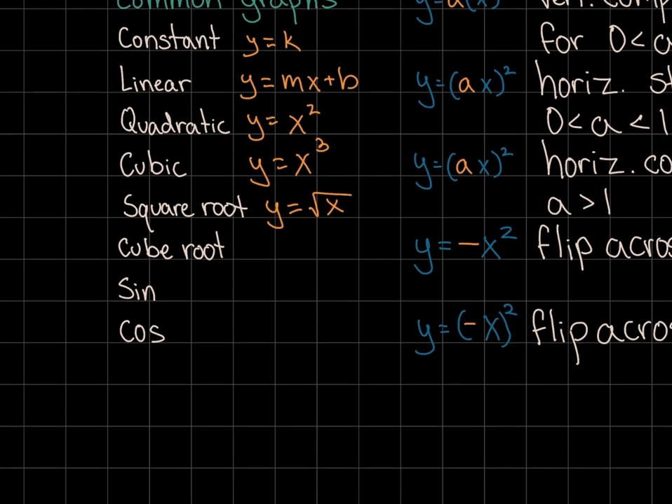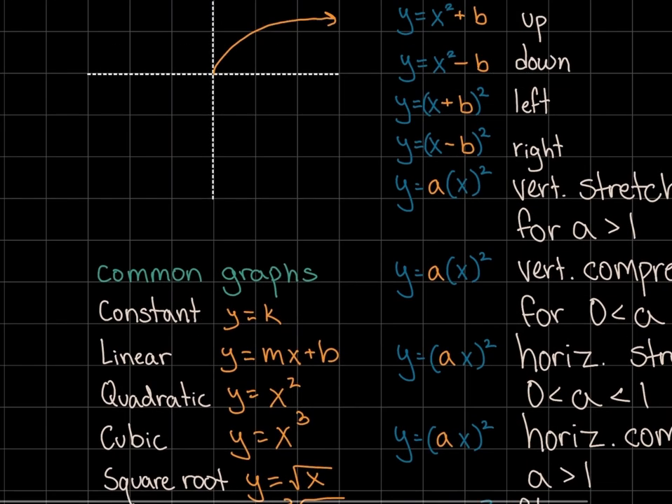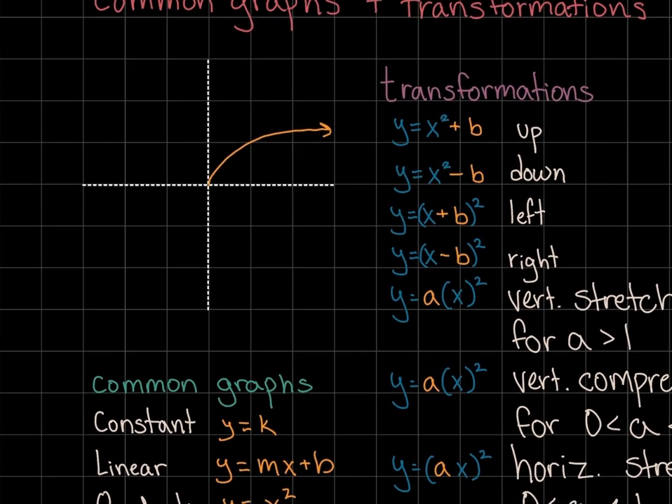A cube root does not omit any part. If you were to think about a cubic graph being rotated, it would be exactly that. So it's going to look something like this. It's kind of in the wrong direction, but you get my point.